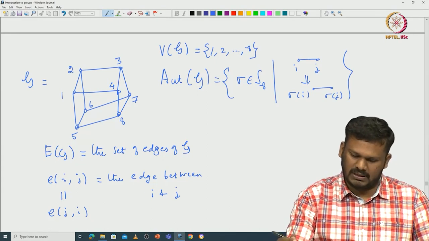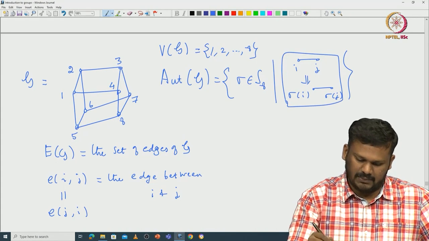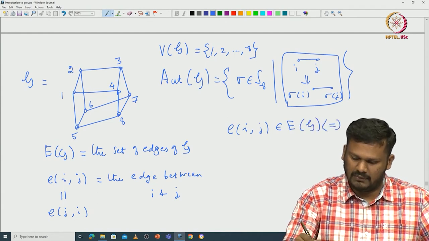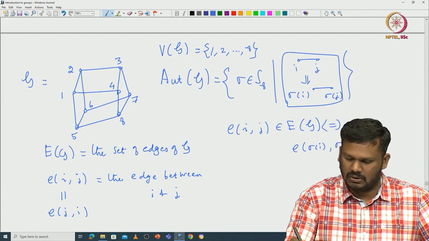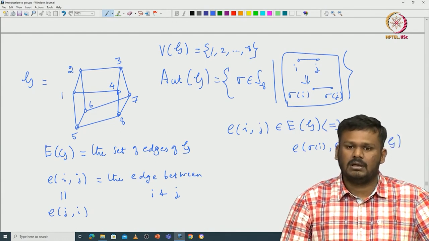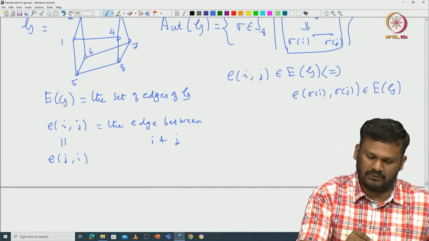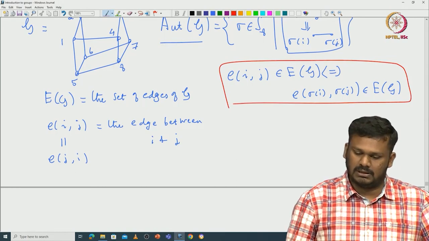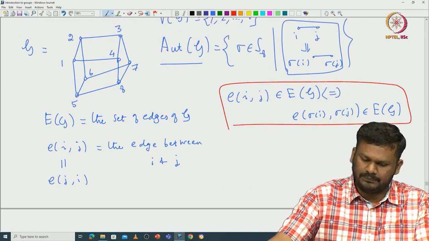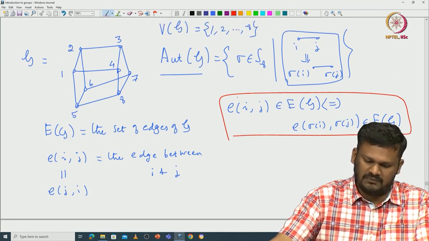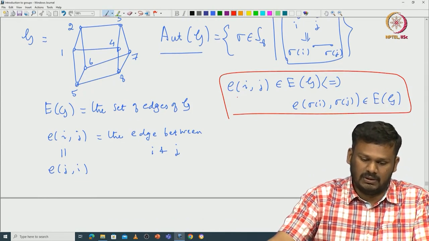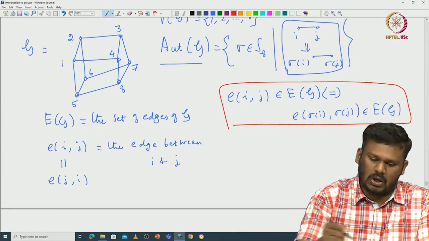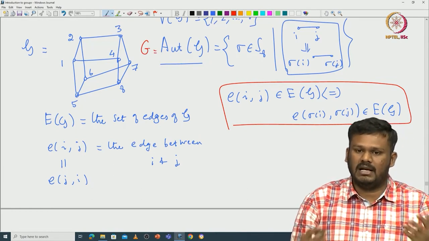So now you can see that the condition that I have written here is the same as saying that E of i comma j is an edge of this graph if and only if E of sigma of i, sigma of j is also an edge of this graph. That is a very important condition for the automorphism. So these are all permutations of the vertices that satisfy this very important property of graph morphisms. This is the definition of automorphism of G, and under composition we have already seen that this forms a group. Now we are interested in counting the cardinality of this group. Call this group G, and we want to count how many elements there are in this group.